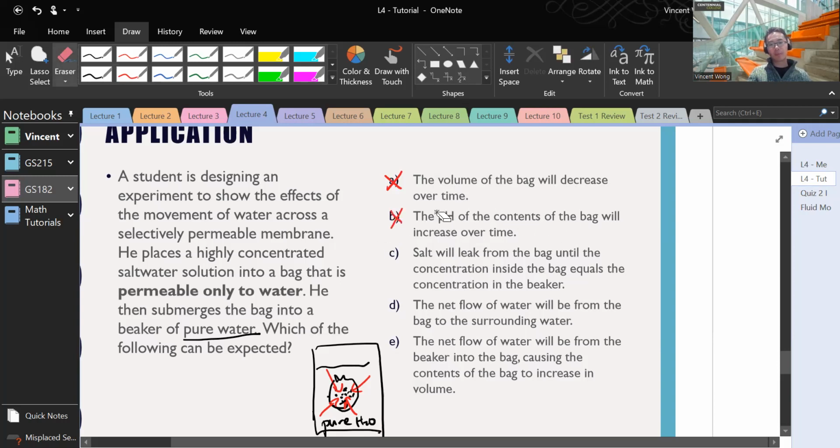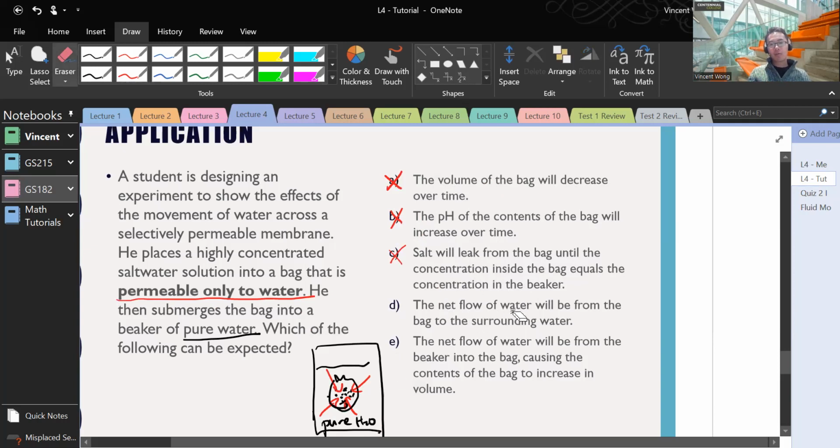Well, this has nothing to do with pH, right? pH only changes if you have hydrogen moving, right? Salt will leak from the bag until the concentration inside the bag equals the concentration in the beaker. That's not true because it's only permeable to water.